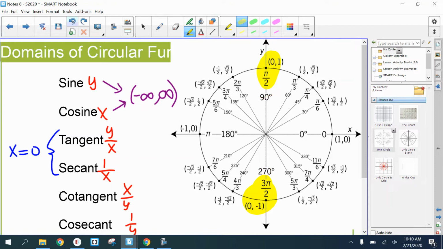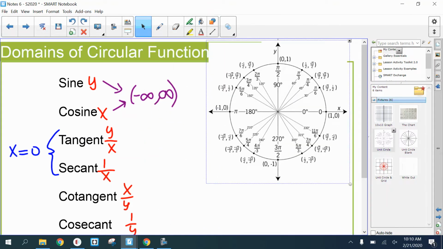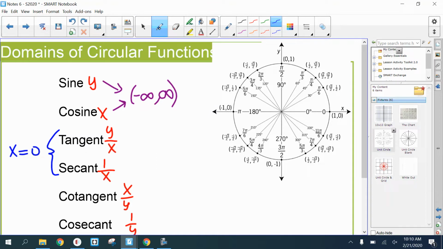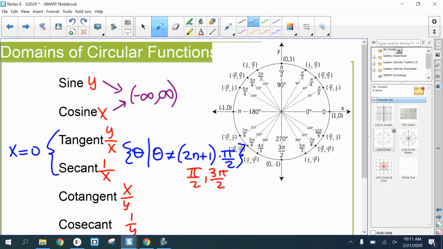And so the domain for those two functions, let me get this unit circle out of the way, looks something like this. Theta such that theta is not equal to, get a load of this, 2n plus 1 times pi over 2. Now all that means is 2n plus 1, you've probably seen before, is an odd number. So this is an odd number generator. It's trying to generate an odd multiple of pi over 2, like pi over 2, or 3 pi over 2, which we've seen in the unit circle, or 5 pi over 2, or 7 pi over 2, and so on.